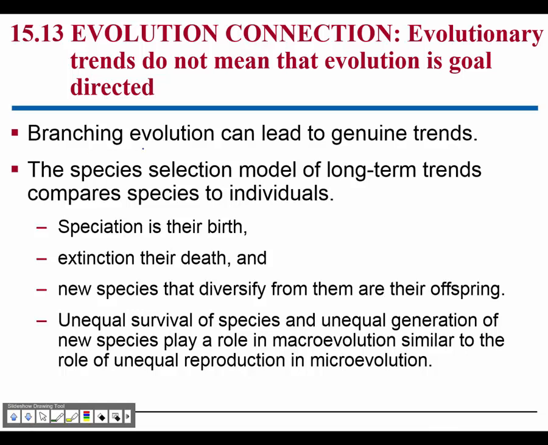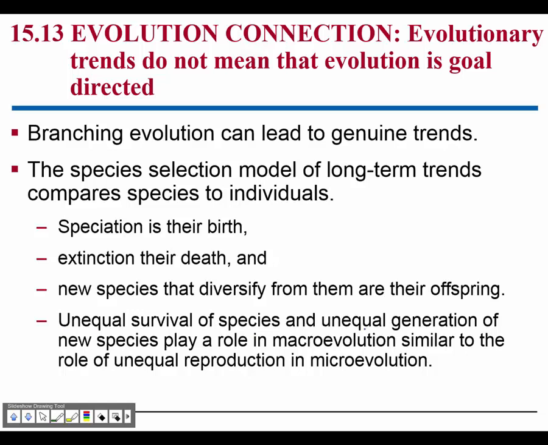So branching evolution can lead to genuine trends, right? The species selection model of long-term trends compares species to individuals. So when they speciate, we consider it their birth, and extinction their death, right? So when it becomes a new species, that's when it starts, and when they go extinct, that's when we consider it stopped. And then new species that come from them, we can consider them offspring. This is leading you to phylogenetics, right?